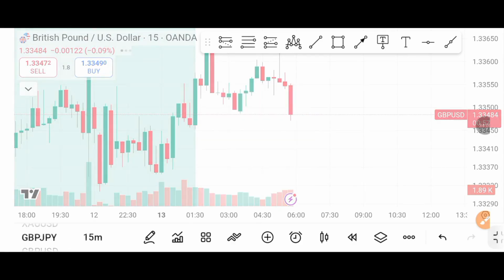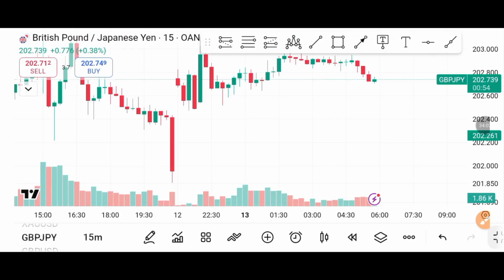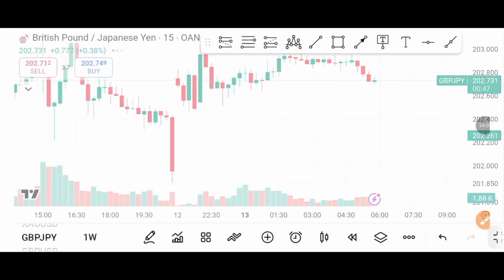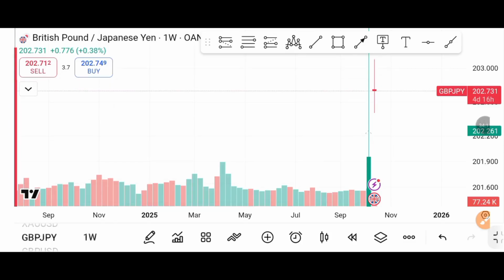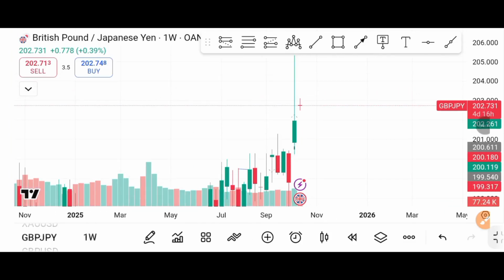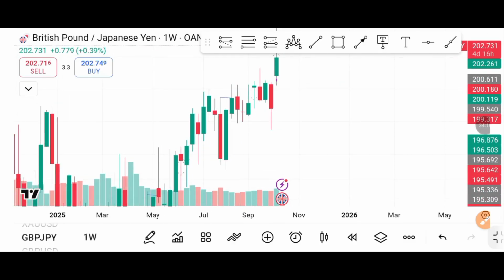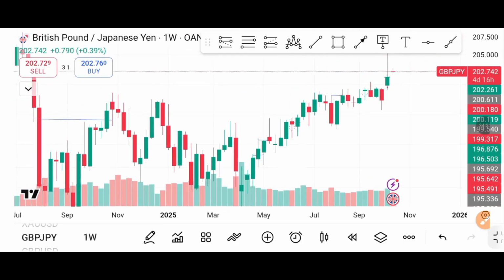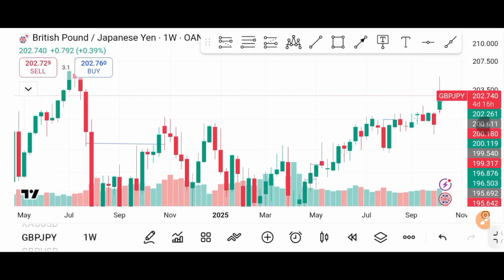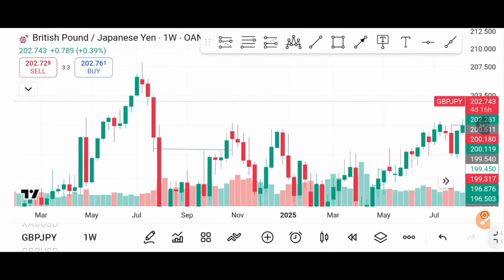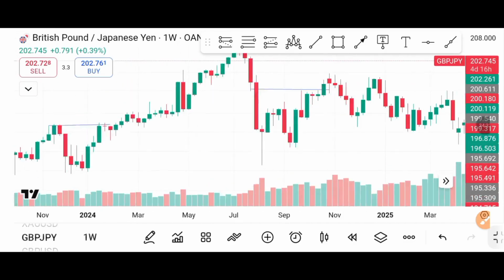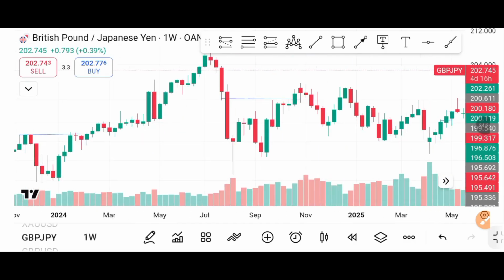So this is GBPJPY, and we head over to the weekly time frame. So this is the weekly time frame. Let's closely look at what is happening on our chart. Let's get to understand what is happening. So far so good. GBPJPY is kind of bearish. The overall trend on the weekly time frame is bearish.